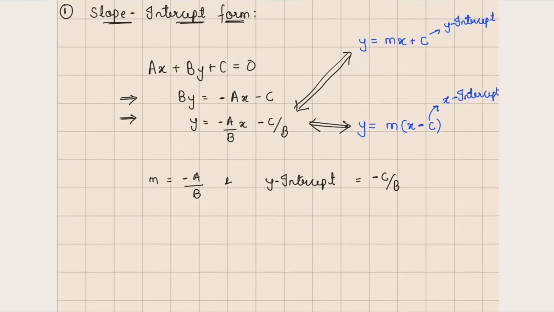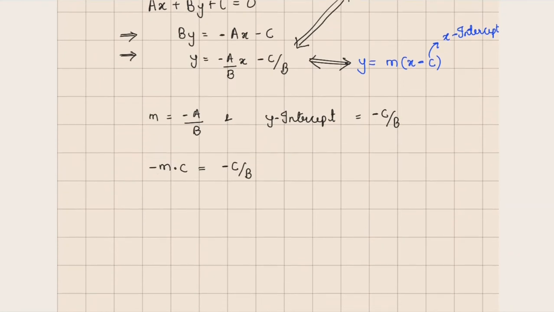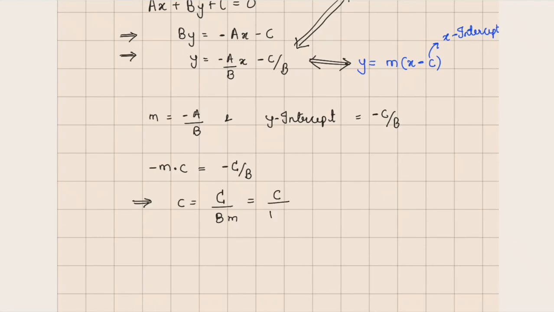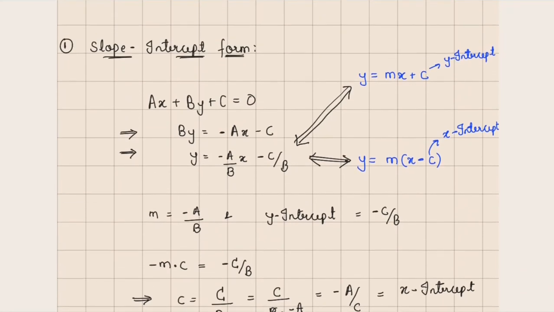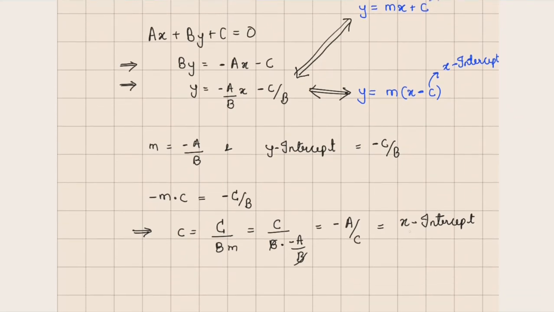Similarly, if we compare with this equation, we get m equals minus a by b. We have a unique slope, so m will be minus a by b, whereas minus m into c equals minus c by b. That implies c equals c by bm. This is capital C. C by b. What is m? Minus a by b. BB gets cancelled. We get minus c by a. This is x-intercept. So we reduced the general form to the slope-intercept form. If we reduce, we will get slope as minus a by b and y-intercept as minus c by b, x-intercept as minus c by a.